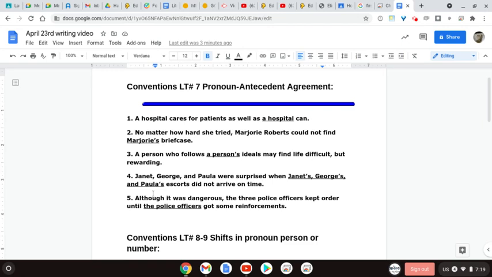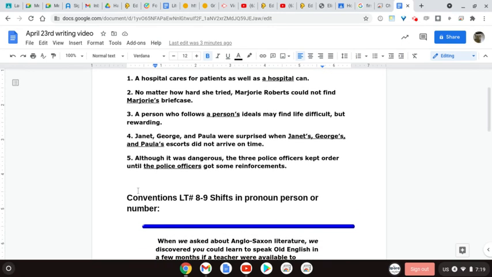It should be their. Number 5, although it was dangerous, the 3 police officers kept order until the police officers got some reinforcements. We're replacing the underlined word with a pronoun. It needs to be what? In this case, it needs to agree with the number as in plural, and it needs to agree with the gender as in masculine or feminine. Until they got some reinforcements.